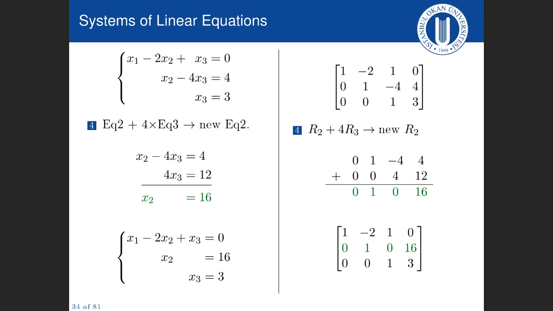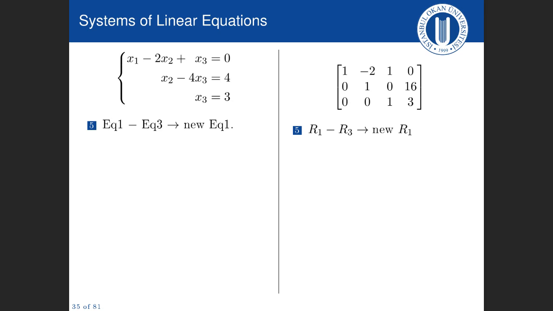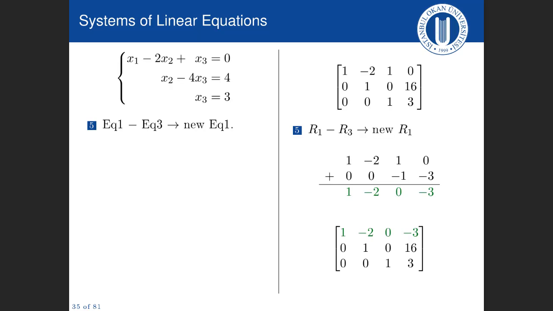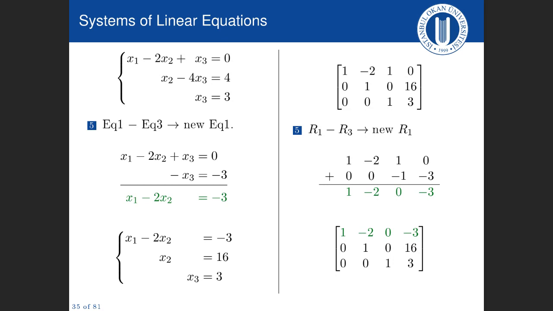Step 5. Again, augmented matrix first. I'm going to do row 1 minus row 3, and that will be the new row 1. The new row 1 is going to be 1, minus 2, 0, minus 3. And then we do pretty much exactly the same for the linear system. Equation 1 minus equation 3, and then we'll use that to be the new equation 1. The new equation 1 is x1 minus 2x2 is equal to minus 3.